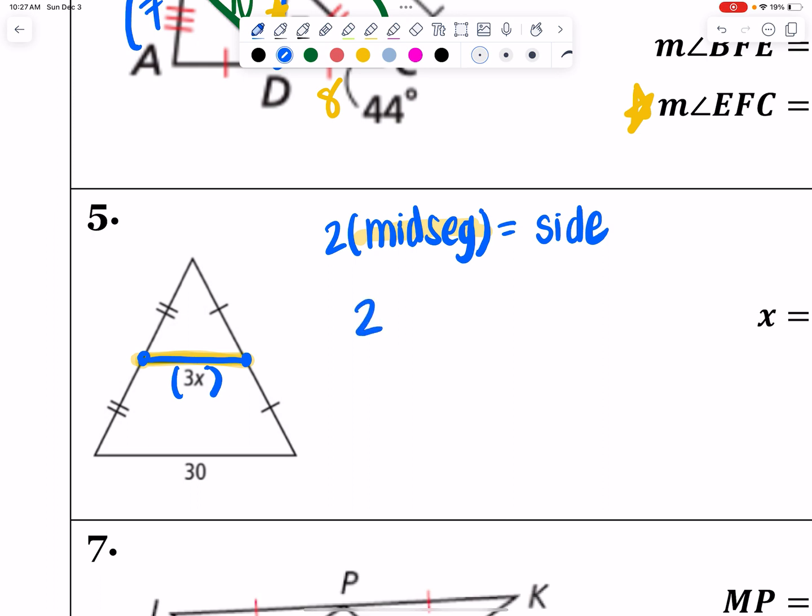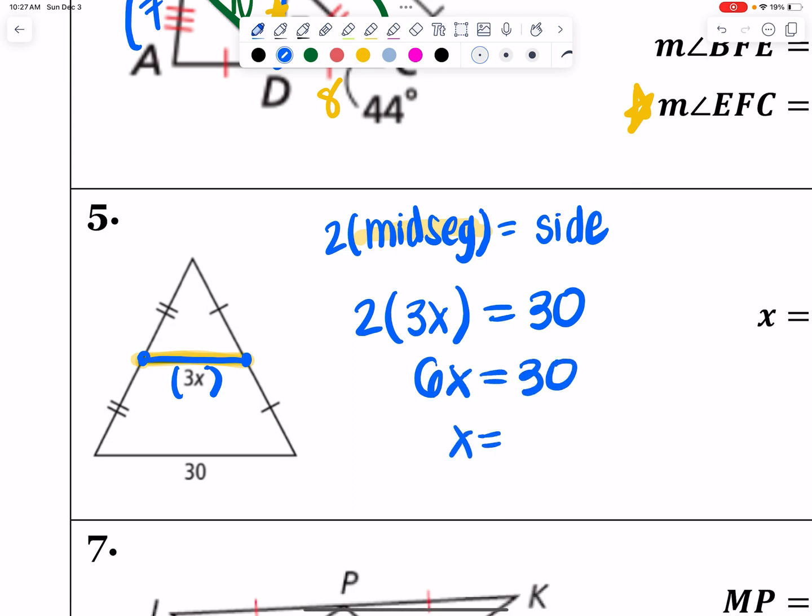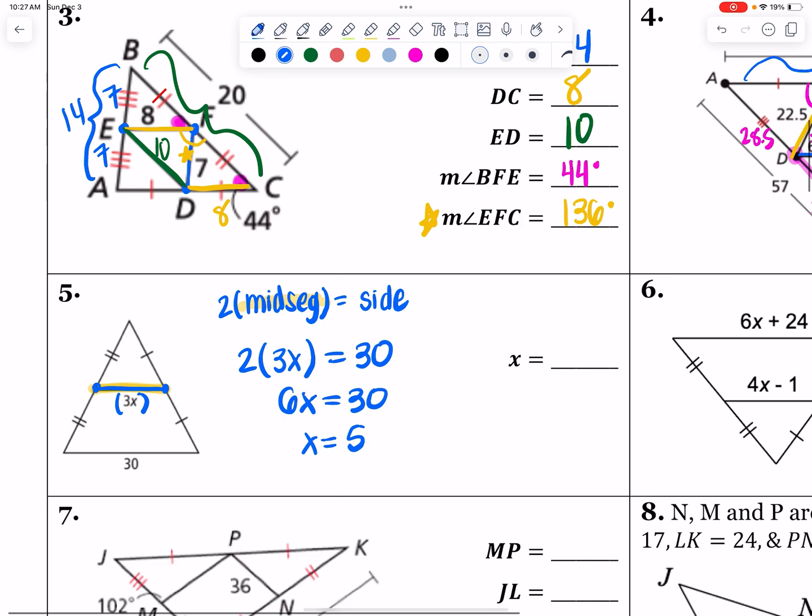I like to put it in parentheses. You'll see why on the next problem, but it just reminds me I'm doubling that whole thing. So if I double 3x, I get 30. And so that'd be 6x equals 30. X equals 5. We always check ourselves before we wreck ourselves in my class, which just means go back and plug it in and make sure that that actually makes mathematical sense. So if I plug this in, that would give me a side length of 15 for this mid-segment, and then 30 for the third side, which is exactly half.